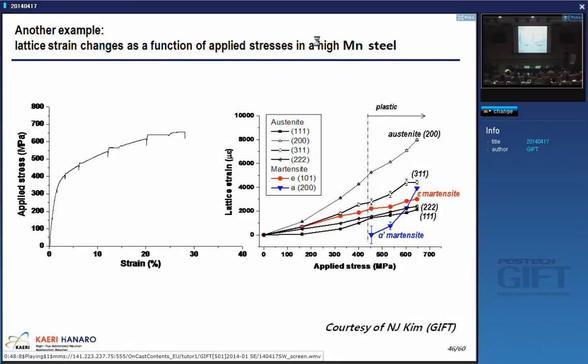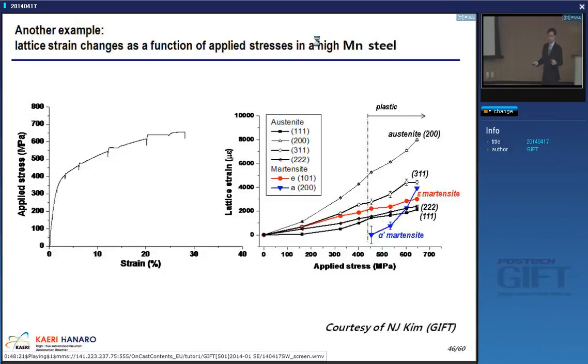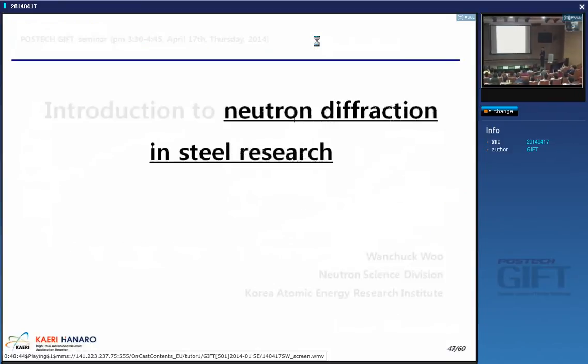Okay? With this theory developed further, from the gap between 101 and 222, we can calculate some stacking fault, okay? Or from peak asymmetry, you can calculate some dislocation density. So some people are working on peak profile analysis. So it's a quite simple loading test, a tensile behavior test, but we can get a lot of information because neutron diffraction can separate HKL behavior and also phase behavior, right? So still, for steel, it is quite a good tool.